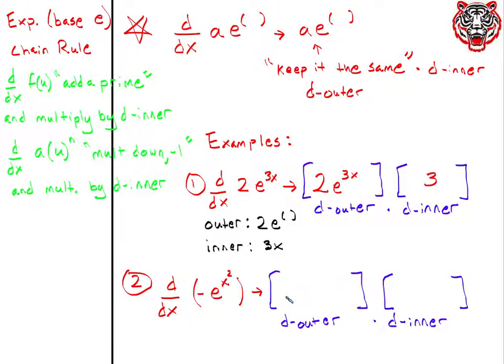The outer is negative e to the power of x squared. It's the same exact function. The inner function is x squared, so the derivative of the inner is 2x. So my final answer is going to be negative 2x e to the power of x squared.